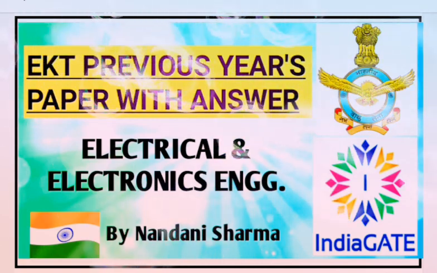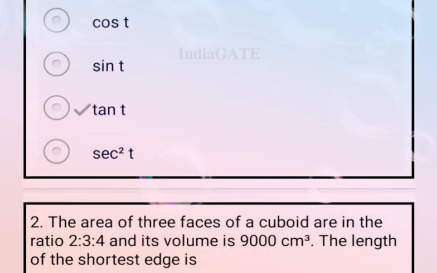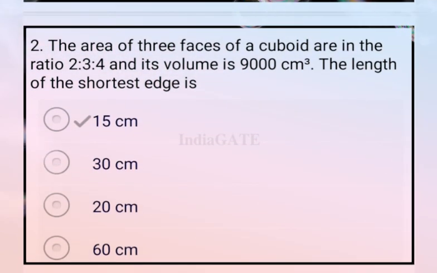So let's get started. If x equals a cos t plus t sin t, y equals a sin t minus t cos t, the value of dy upon dx is. This is a very simple question related to differentiation, and the correct answer is option C, that is tan t.